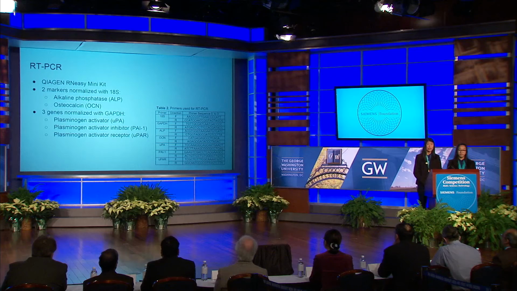One was an early differentiation marker, alkaline phosphatase, or ALP, and the other was a late differentiation marker, osteocalcin, or OCN. We also looked at 3 genes normalized with glyceraldehyde 3-phosphate dehydrogenase, or GAPDH, and these are urokinase plasminogen activator, or uPA, plasminogen activator inhibitor, or PAI1, and urokinase plasminogen activator receptor, or uPAR. The forward and reverse primers for these are listed in Table 2.